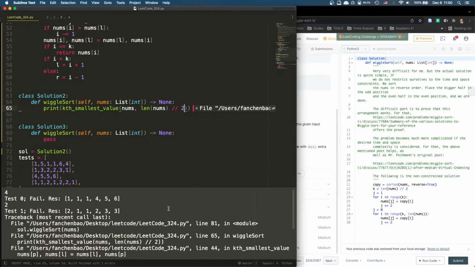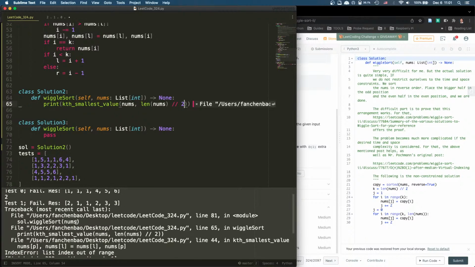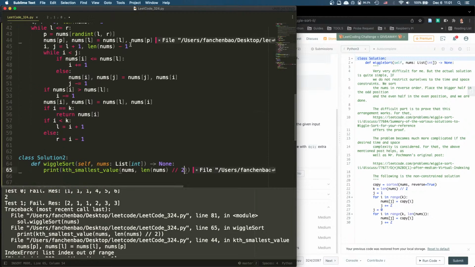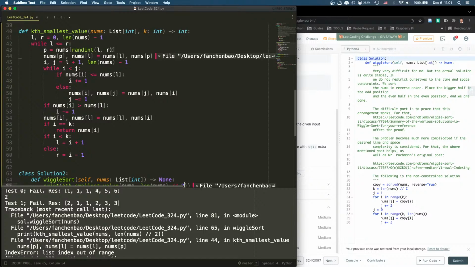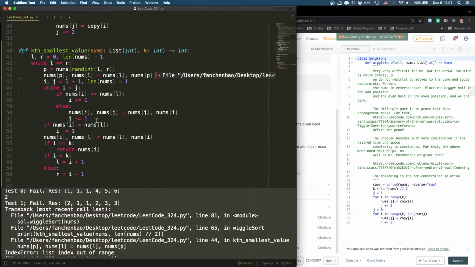Oh, we have index out of range. The first one gives us 4, which is 4, 5, 6. That's correct. The second one gives us 2, 1, 1, 2, 2, 3, 3. Correct. The third one we have an issue. The third one we have index out of range. How? Random int L to R. It should be L to R.